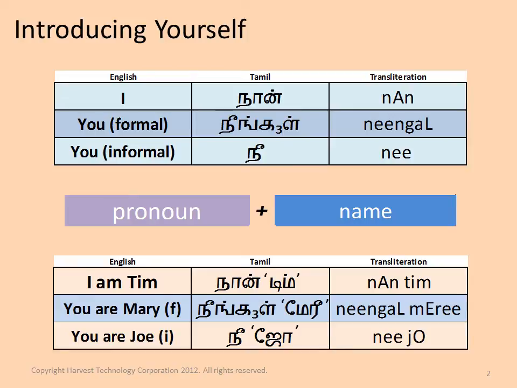So, introducing yourself. Nan Tim, I am Tim. So it's just simply nan plus Tim, which is the name, so pronoun plus name. You are Mary, using the formal form. Ningar Mary, you're Mary. And you are Joe, using the informal form. Ni Joe.